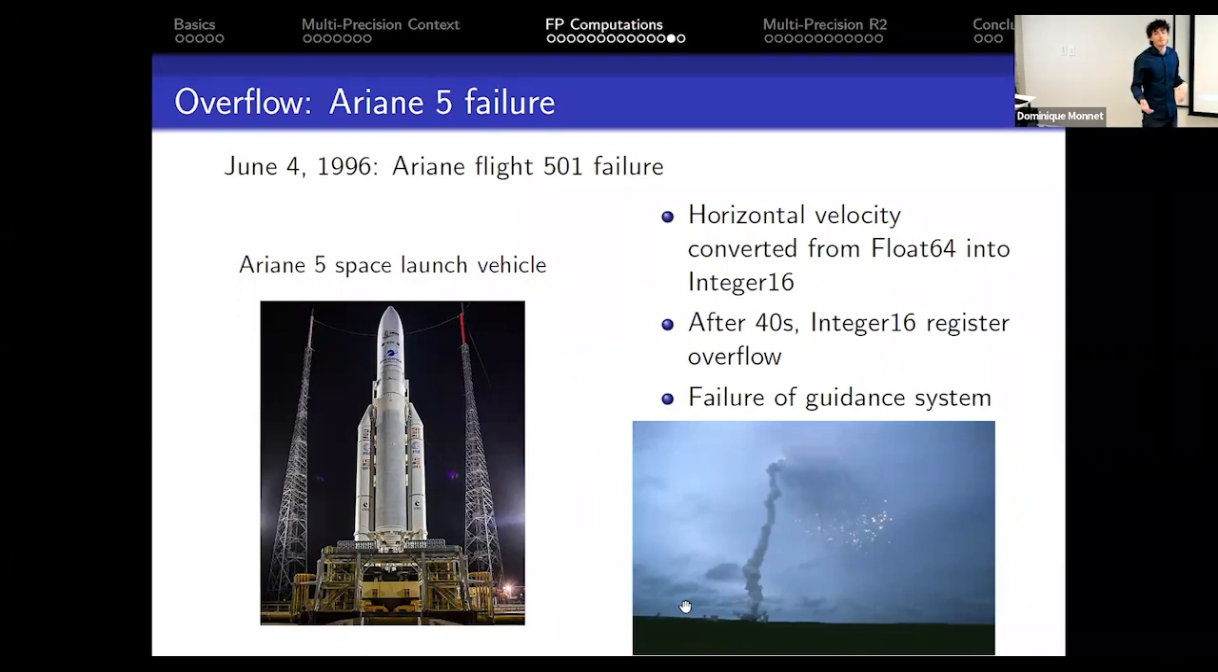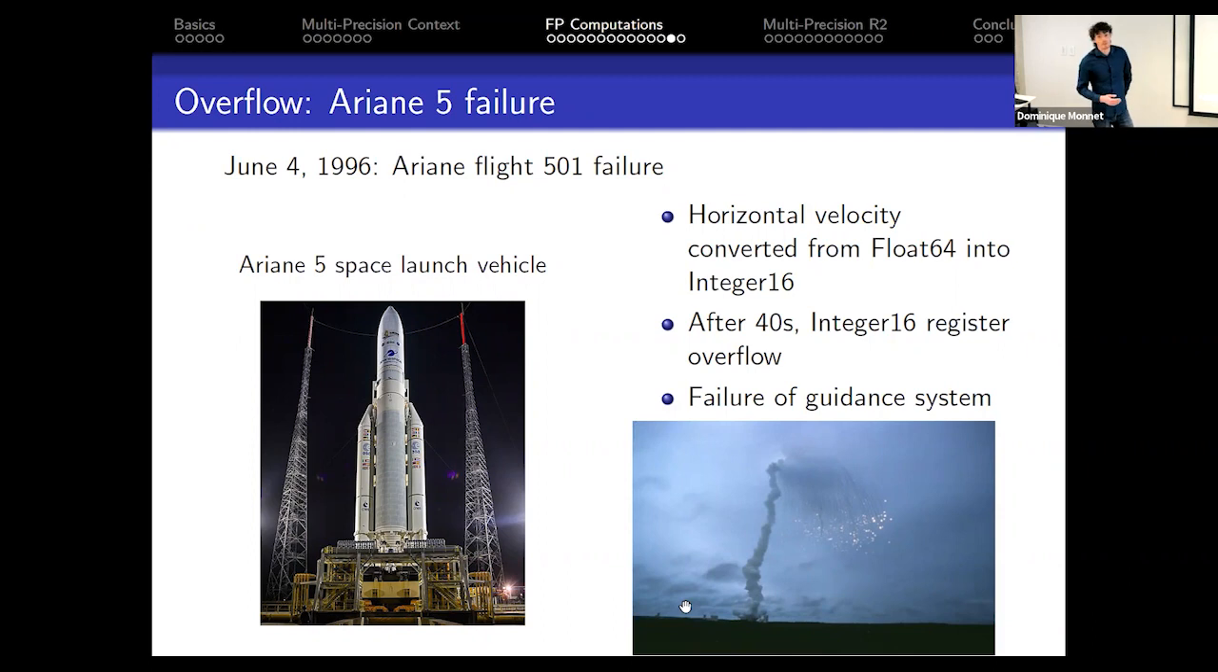So everything you compute after that is just infinity: infinity plus something is infinity, infinity multiplied by something is infinity, and you can't compute anything. So what happened is that the guidance system failed, and the space launcher was lost after falling into a spin. It's pretty sad because this was the first flight of that space launcher.